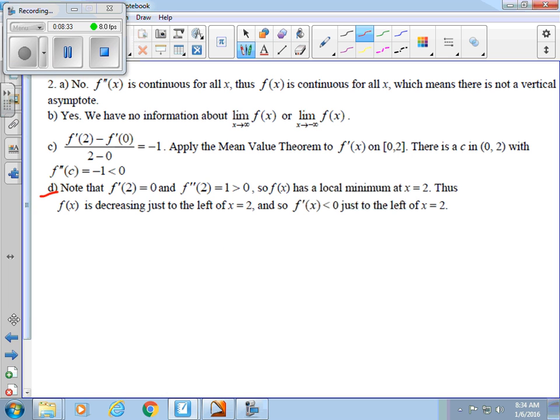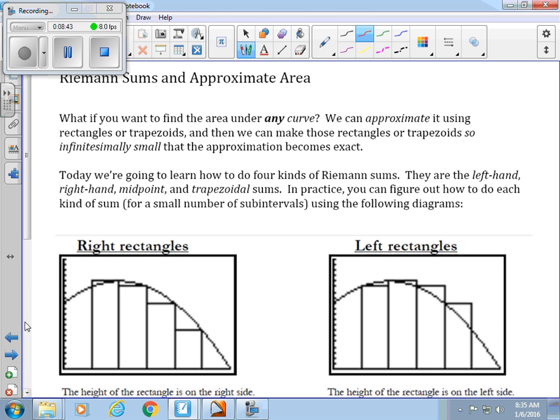So, very interesting problem. Probably will never see one that hard, but it really got your brain going this morning. I remember the first time I saw it, it had my brain going. Okay, so today we're going to look at what are called Riemann sums. Riemann is the name of the guy who came up with this idea.